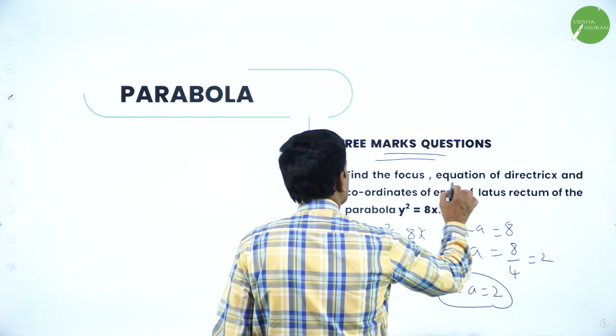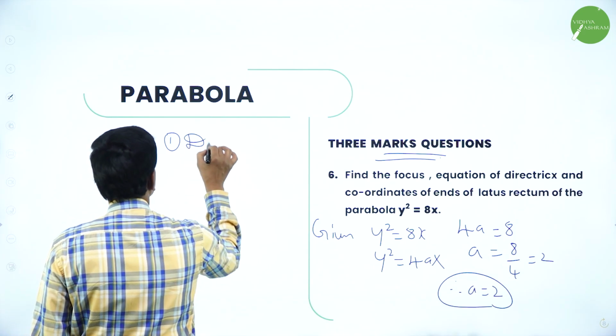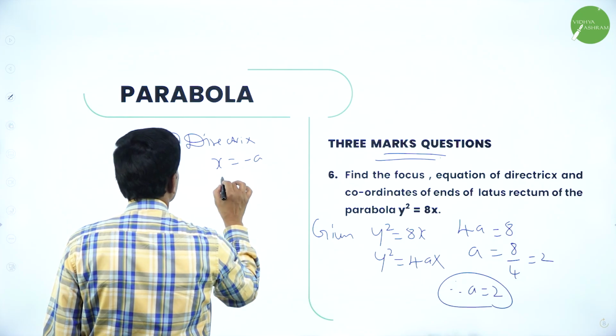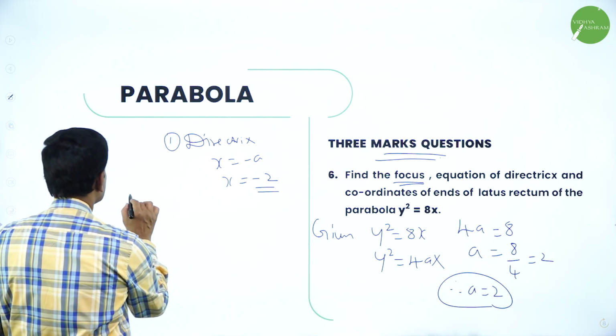Now one by one, find the directrix. The directrix x is equal to minus a, that is x is equal to minus 2. Now the second one is the focus.